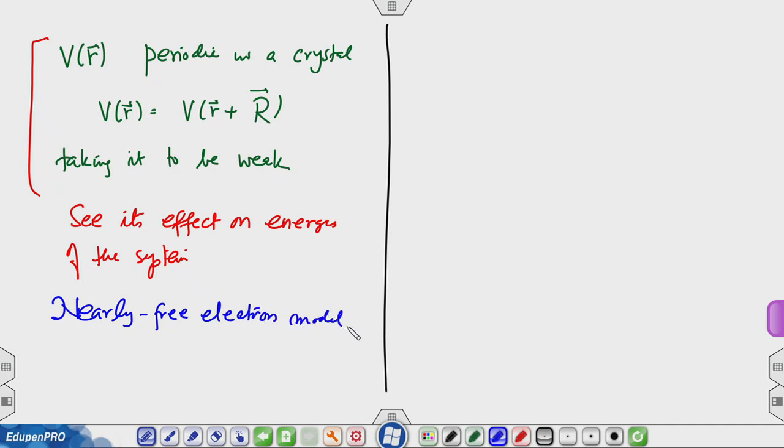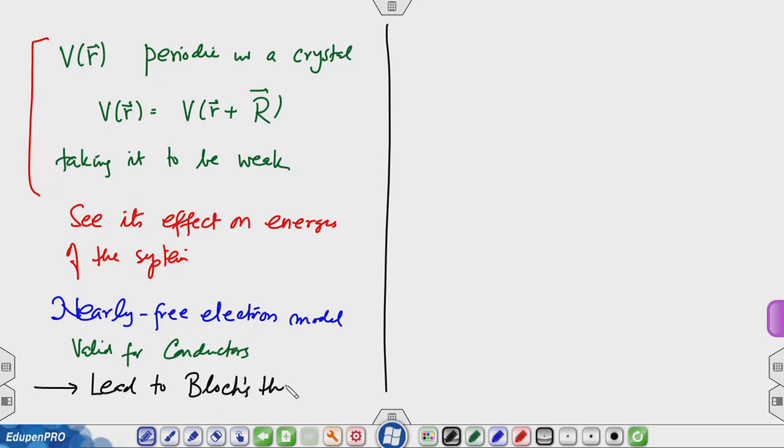This is nearly free because they are free, but perturbed slightly by this periodic potential, and as I said earlier, valid for conductors, and its results are general enough, and this will lead to something called Bloch's theorem for periodic potentials. That will be the rigorous treatment.